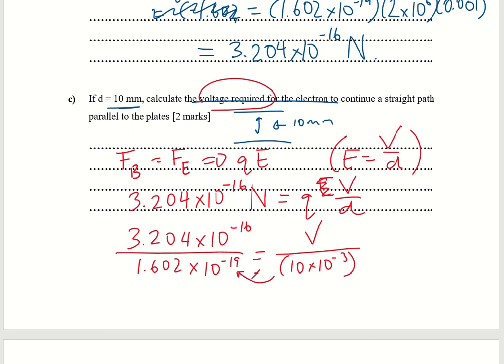So let's put it into our calculator and see what our final voltage will be. Okay, so the final voltage I get, potential difference, is 20 volts. Okay, and that's how you do the question.